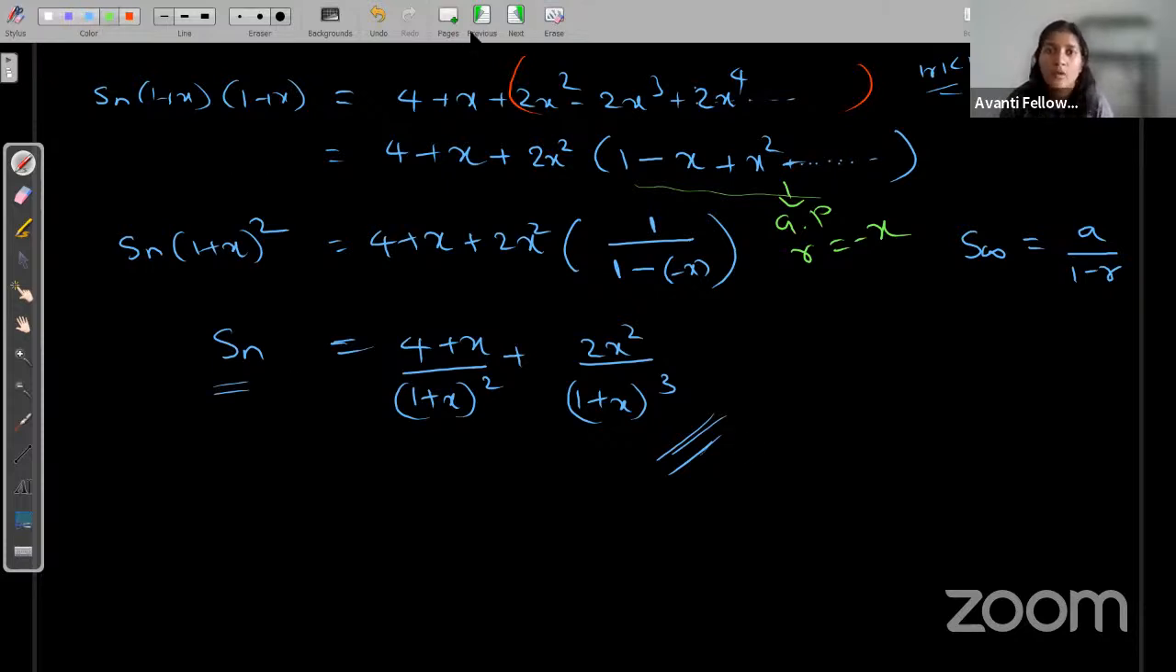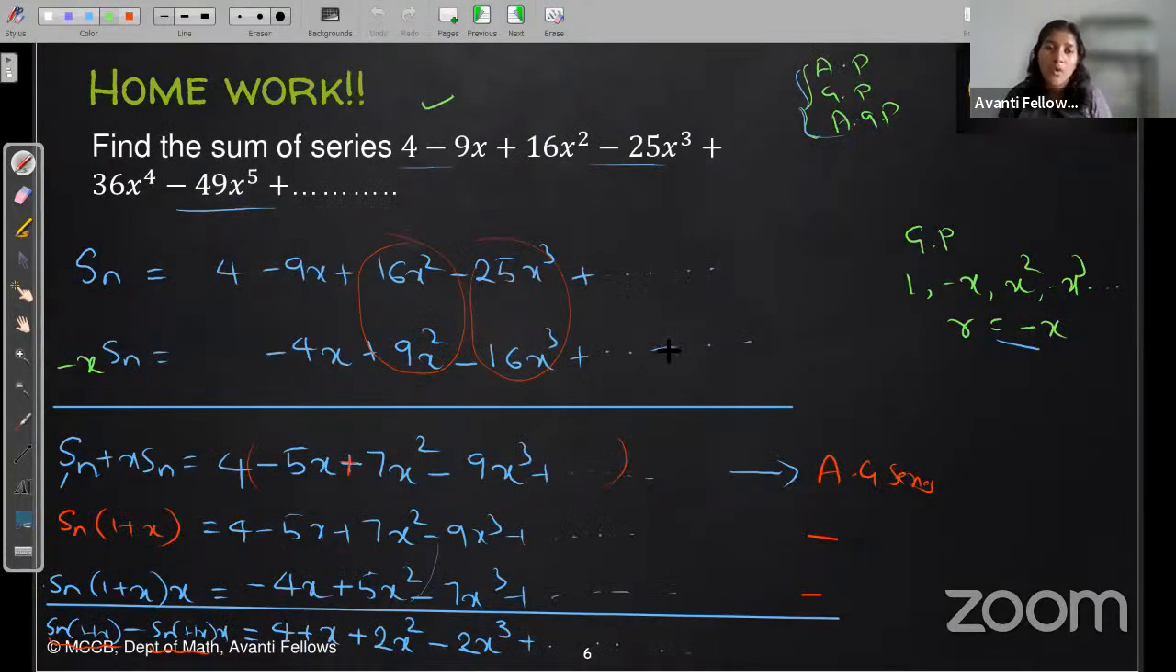I'll briefly go through this question again. First, we saw that this series is neither in AP, GP or AG, but we followed the same method which we followed in the AG. We wrote the Sn, first step. Second step, we multiplied the Sn with the common ratio. We got this. In the third step, we subtracted these two terms, Sn minus (minus x) Sn. We got this. Correct? And we found that it is AGP.